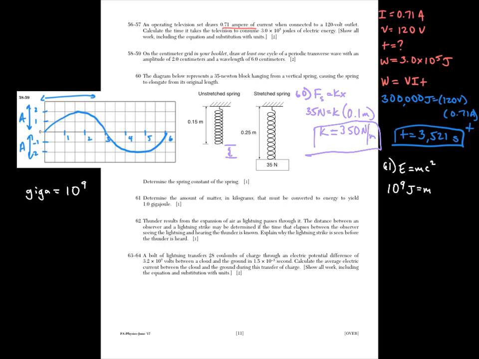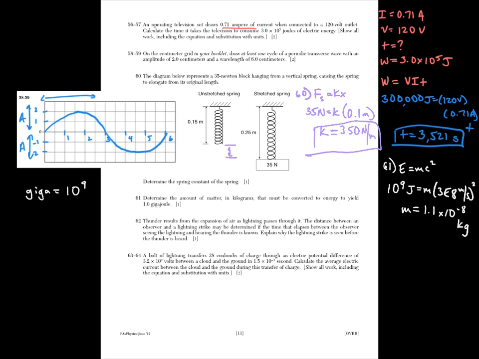We're looking for m. C is the speed of light in a vacuum. That's on the front of the reference table. And that's 3 times 10 to the 8th meters per second. And we have to square that. Don't forget. And that's going to be a really small amount of mass because we're dividing by the square of C. And you should get 1.1 times 10 to the negative 8 kilograms. That's really small. It's a small amount of mass to produce 1 billion joules of energy.